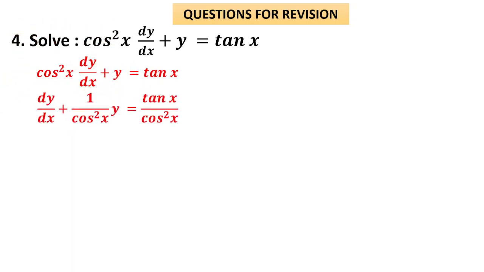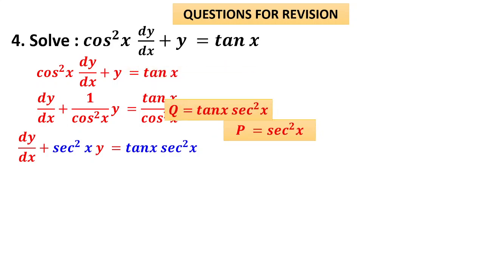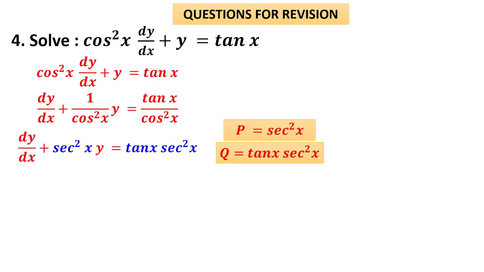Divide the total differential equation by cos square x. We get dy by dx plus 1 by cos square x times y is equal to tan x by cos square x. 1 by cos square is secant square. Tan x by cos square is secant square x into tan x. I have identified what is P and what is Q. P is the coefficient of y and Q is the right hand side.